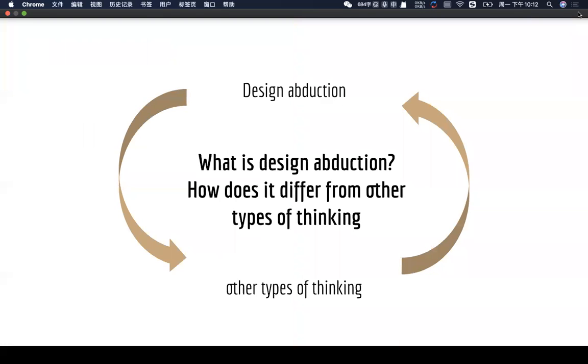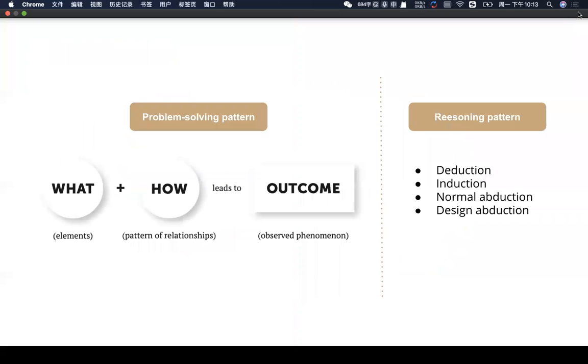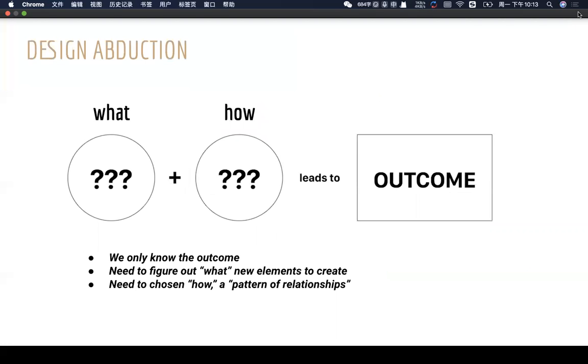Well, the next question is, what is design abduction and how does it differ from other types of thinking? So this is the problem solving pattern, and the difference between the elements, patterns of relationships, and outcomes help us to analyze the four basic reasoning patterns and to show what design reasoning is really very different. Well, the first one is design abduction.